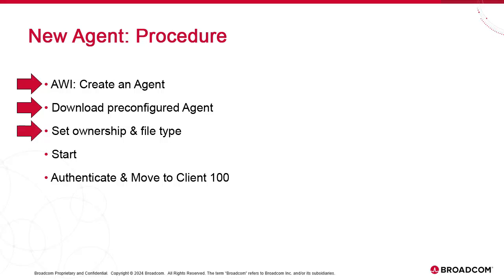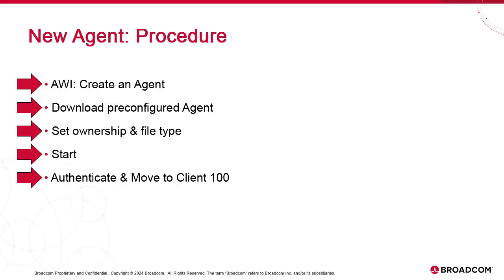This is a new agent and will need to apply the usual ownership and file type settings. The entire directory should belong to a non-root user, while the conventional agent and job messenger files should belong to root and have executable permissions. We start the agent. In AWI, we re-authenticate the agent with the server. Finally, we move the agent to Client 100 and run a test job.